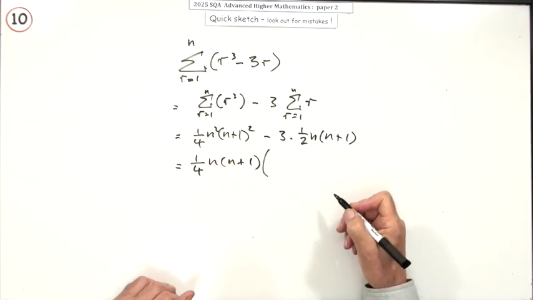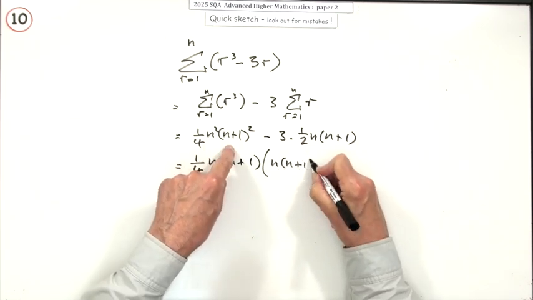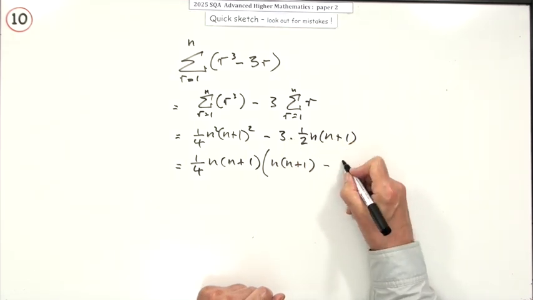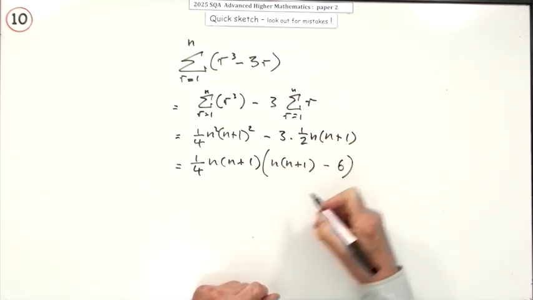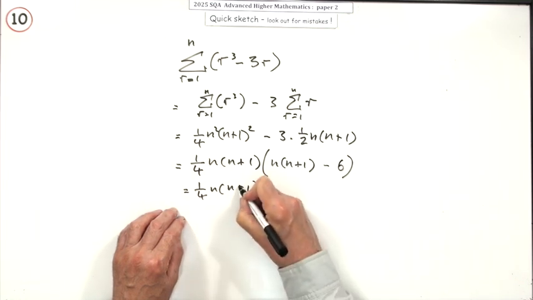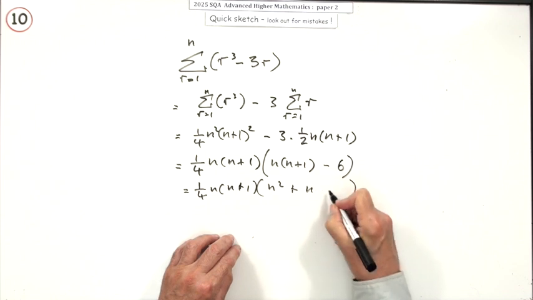So what's left? I still need another n. I still need another n plus 1. And with halves there, it's not minus 3, that would be minus 6, but I've got the rest. Okay, n plus 1. Let's just multiply that out. n squared plus n minus 6.